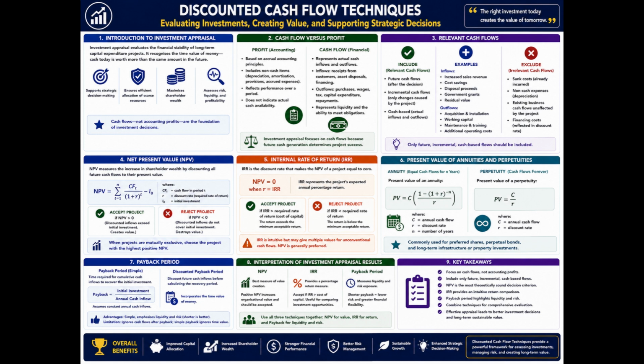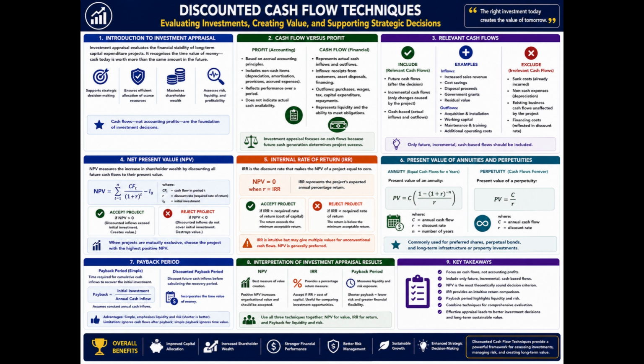Relevant cash flows. Only relevant cash flows should be included when evaluating investment projects. Relevant cash flows are future, incremental, and cash-based. Future cash flows occur after the investment decision and will arise only if the project proceeds. Incremental cash flows represent additional receipts or payments directly attributable to the project and exclude existing business activities unaffected by the investment. Relevant cash inflows may include increased sales revenue, operating cost savings, disposal proceeds from existing assets, government grants, and residual values at project termination.